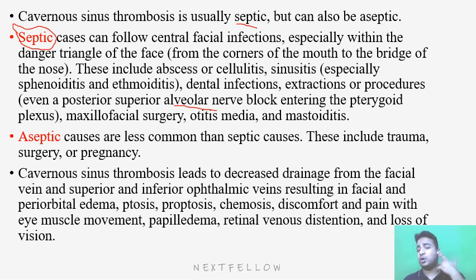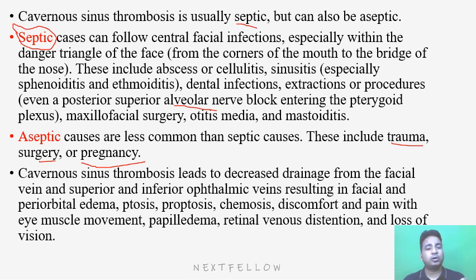Other causes may be otitis media or mastoiditis. How? Because in otitis media and mastoiditis, sometimes petrositis happens, and the petrous part of the temporal bone forms the posterior boundary of the cavernous sinus, and that's how it may affect the cavernous sinus. Aseptic causes may be any trauma, surgery or pregnancy. Pregnancy is a stage of hypercoagulation, which may lead to aseptic cavernous sinus thrombosis.